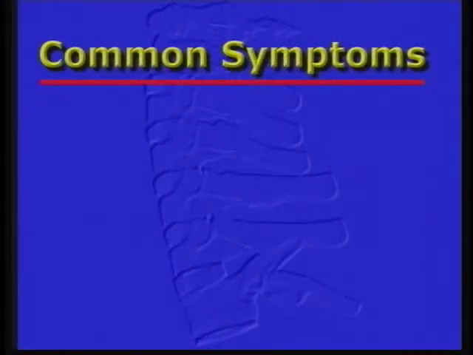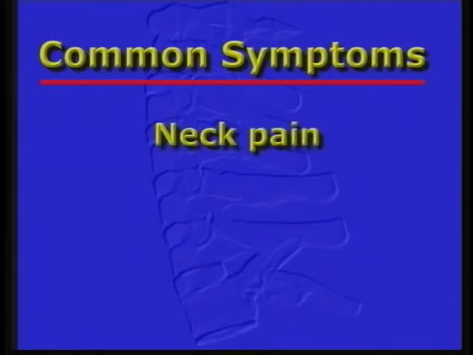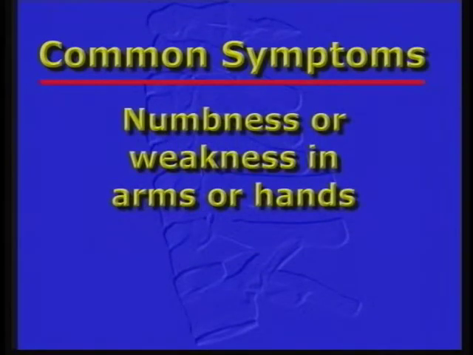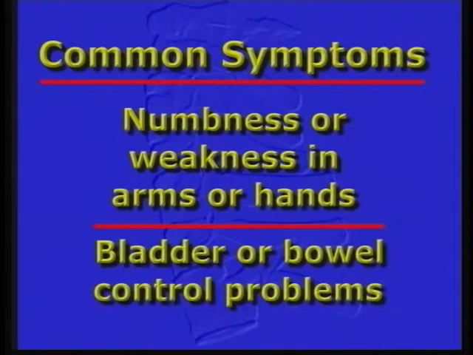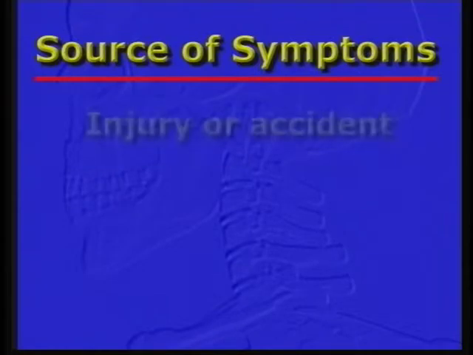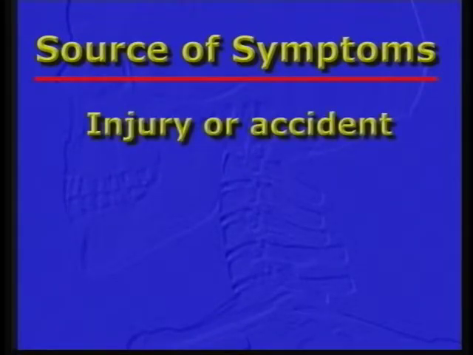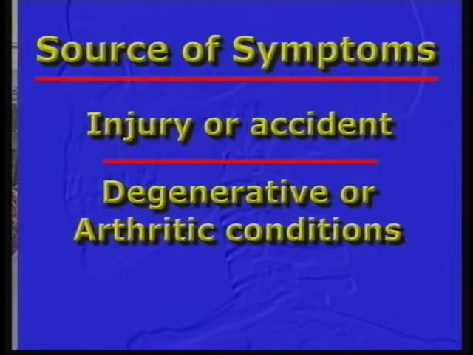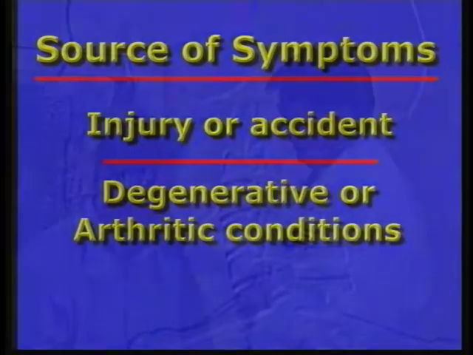Common symptoms associated with cervical disorders can be one or all of the following: pain in and around the neck region, pain which may run down your arms and/or legs, numbness and/or weakness in your arms and/or hands, bladder and bowel control problems. These debilitating symptoms can appear suddenly from a related accident, as they did with Charles, or they can occur gradually over time from degenerative or arthritic conditions.